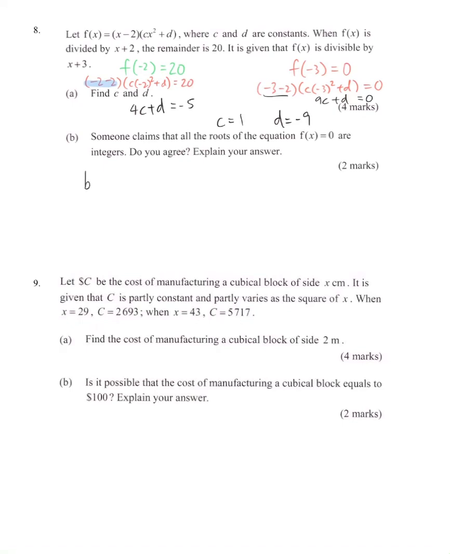In part B, they're asking us to solve f(x) equal to 0. At the moment f(x) is written in 2 brackets, which is what we needed, so we don't even need to expand this. We just need to write down f(x) properly with the c and d as numbers. Since c is 1 and d is negative 9, we get that.